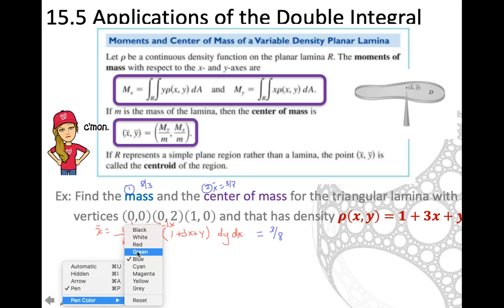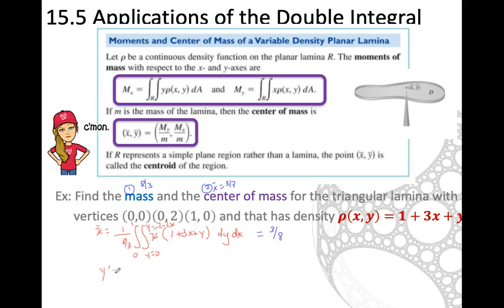And then when I did y bar, one over the mass times the double integral of y times 1 plus 3x plus y, I will leave this integration to you as well and tell you that what I got out of this was 11/16. So the center of mass is the point 3/8 comma 11/16.